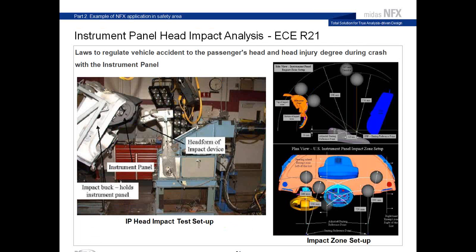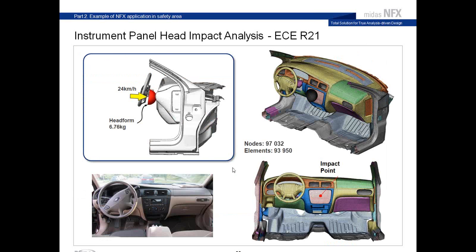And now there's a series of head impact tests. This is another kind of test which is performed for the safety of the vehicle. The first one is the impact on the instrument panel inside the car. You have impact zones and different angles which are required by the regulation. So here is the model. You have the real model and the FEA model. The impact point is around here.